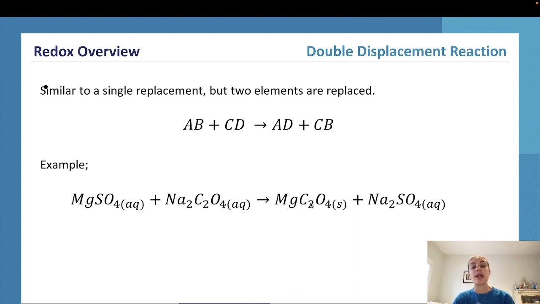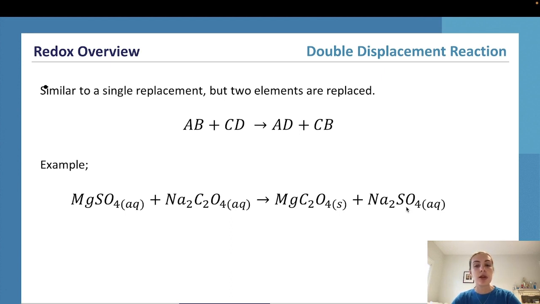Each carbon here is going to be plus 3 because we've got 2 of them. So nothing's changed there. The magnesium is going from positive 2 to positive 2. Our oxygen is going from minus 2 to minus 2. And our carbon is going from plus 3 to plus 3. So nothing's changed in that context, so we can completely ignore that for the moment, and we'll look onto our sodium sulfate.